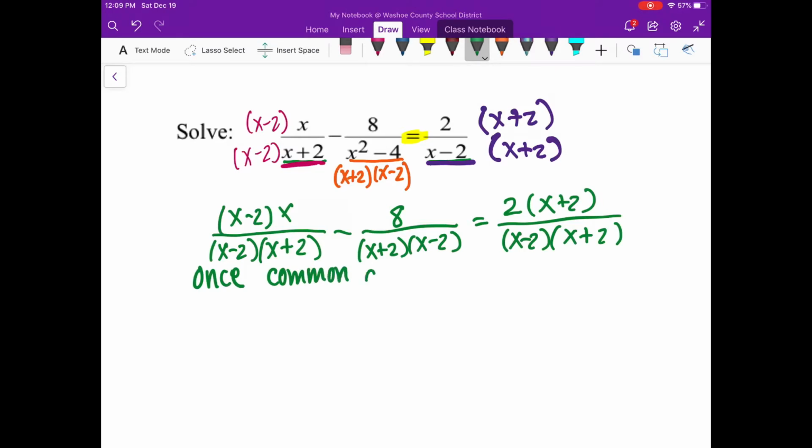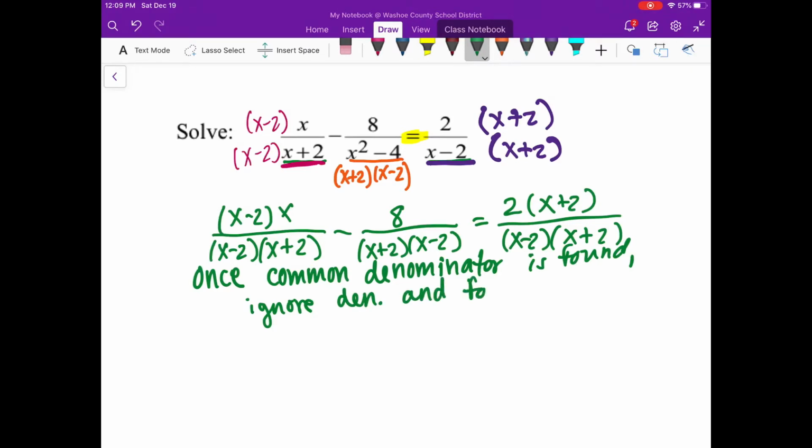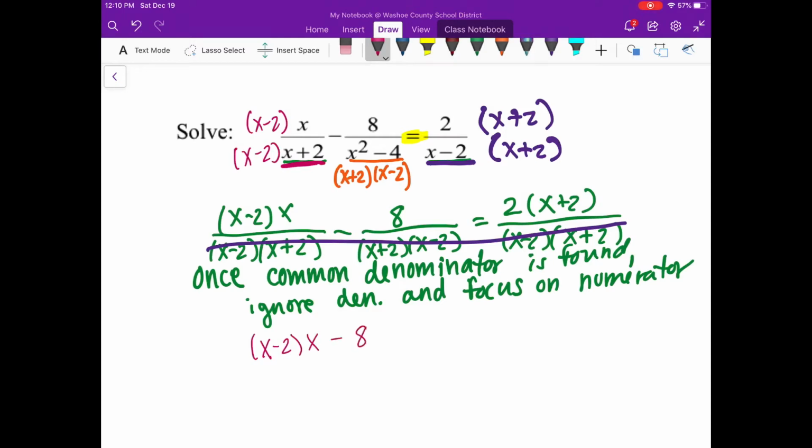So once a common denominator is found, we are going to ignore the denominator and focus on the numerator. Okay, so I'm going to go ahead and say, all right, goodbye, denominator. I don't care about you anymore. And I'm just going to write the numerator, and that's going to be the equation I will be focusing on. So all I'm writing right now is that numerator, okay?